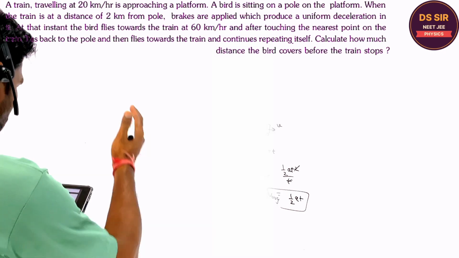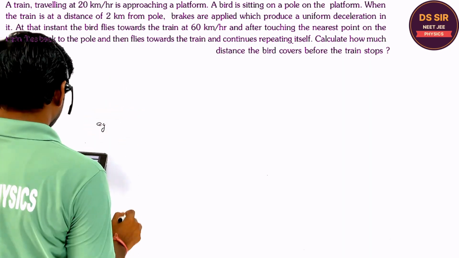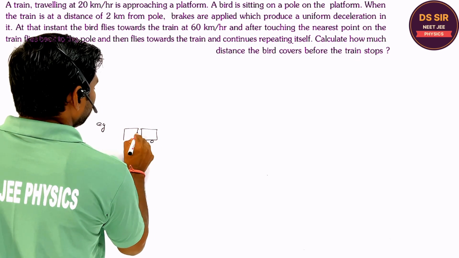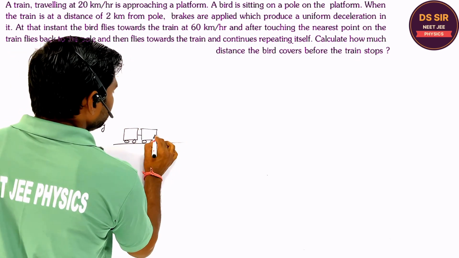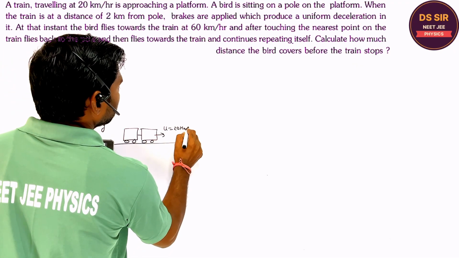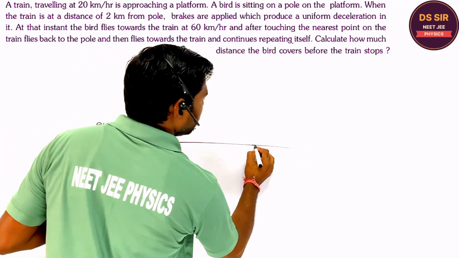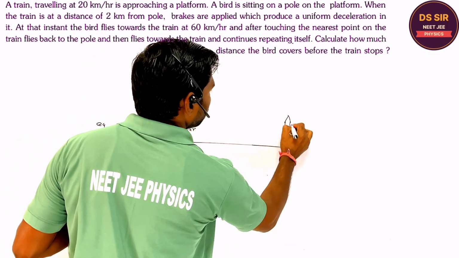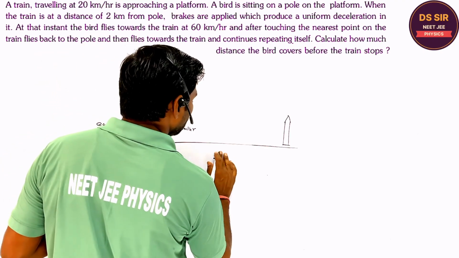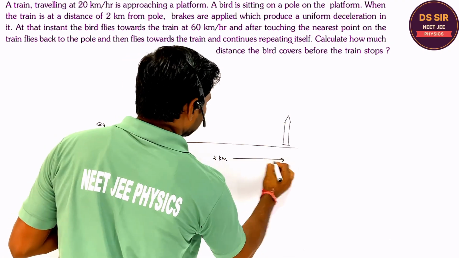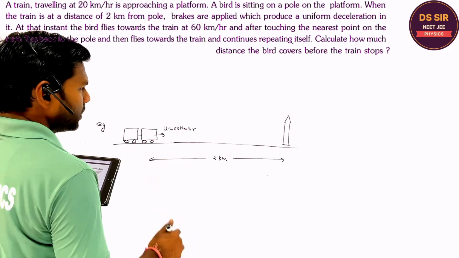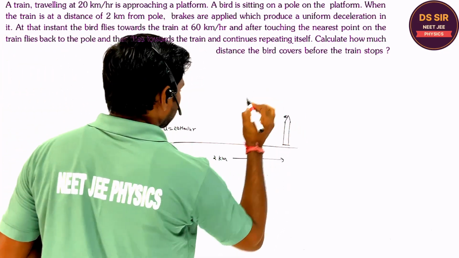Copy this. So read this question. This is an important question. Suppose this is the train, like this, and the train is moving initially with the speed of 20 kilometer per hour. And there is a pole. Suppose there is a pole right over here, and how much away is it? Say 2 kilometer. Fine, this is 2 kilometer away from this. Is it clear or not? And there is a bird over here.